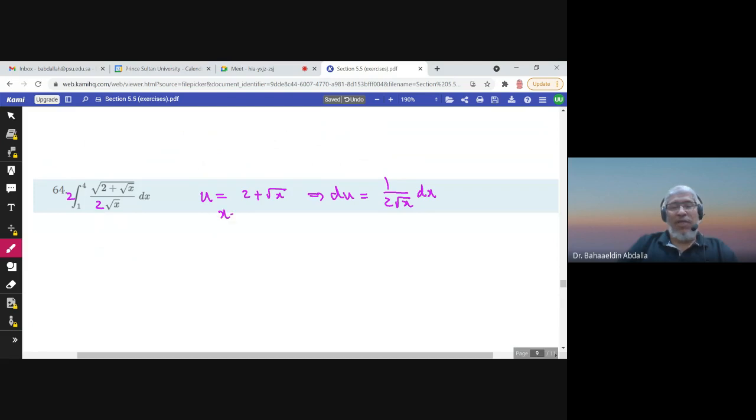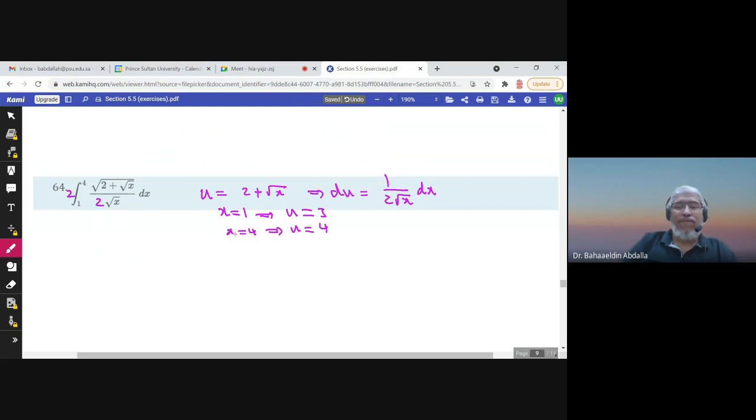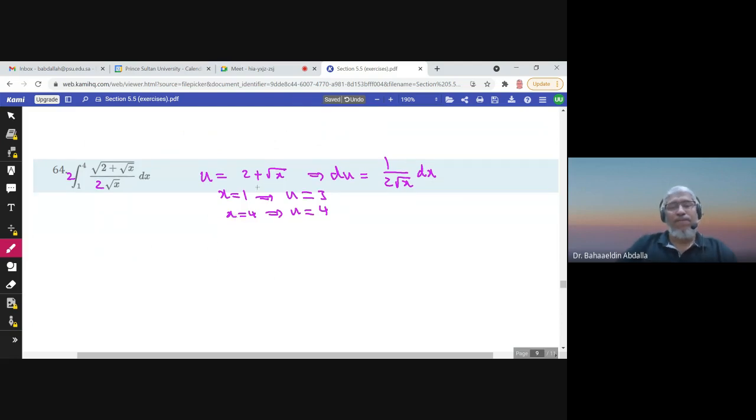And now if x is 1, u would be 2 plus square root of 1. And if x is 4, u would be 2 plus square root of 4. So the answer would be 2. If x is 1, u is 3. If x is 4, u is also 4.